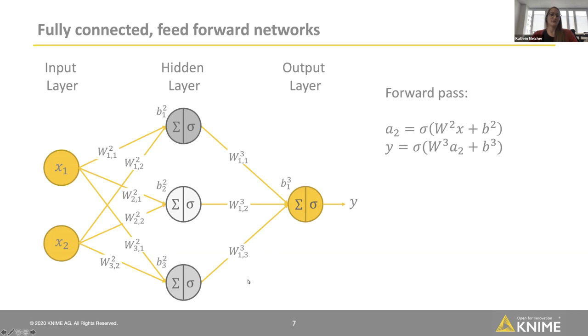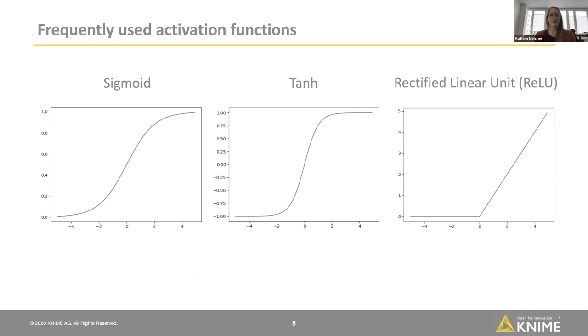I said in the beginning, one of the possible activation functions is the sigmoid function, which always has values between 0 and 1. But you don't always have to use the sigmoid function. There are many other activation functions available, and some other frequently used ones are, for example, the hyperbolic tangent, or tanh for short, which always has output values between -1 and 1.